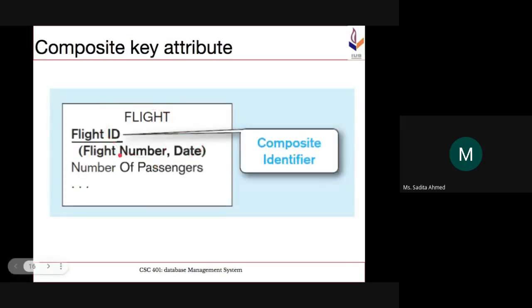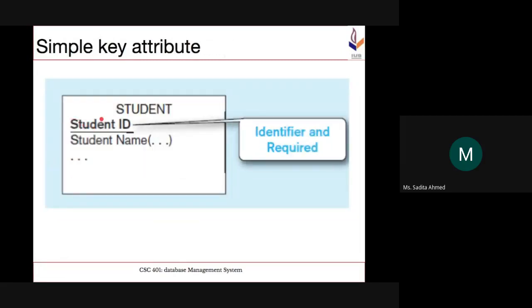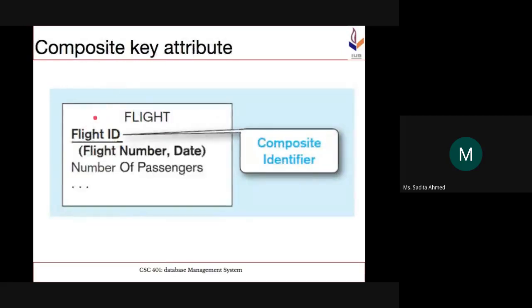Now, compare the student ID to the flight ID. Student ID is a key attribute, but it's a simple key attribute. Flight ID, on the other hand, is a composite key attribute. Flight ID is the key attribute, or it's a primary key, or identifier, whatever you call it. It is the identifier, sure, but it's a composite identifier, followed by parentheses, as you can see. The component parts being flight number and date.